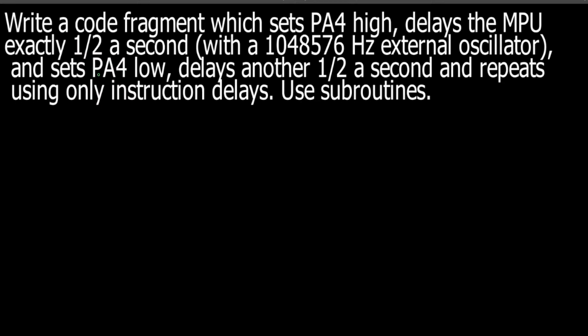This question is asking: write a code fragment which sets PA4 high, delays the MPU exactly half a second with a 104.8576 Hz external oscillator, and sets PA4 low, delays another half a second, and repeats using only instruction delays. Use subroutines. Here they have mentioned that it delays exactly half a second, and also provided a 104.8576 Hz external oscillator. So here the external is provided.